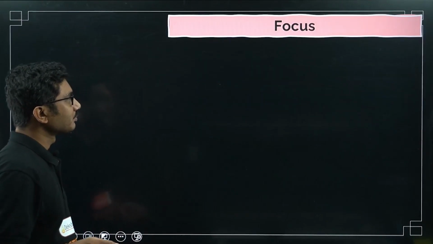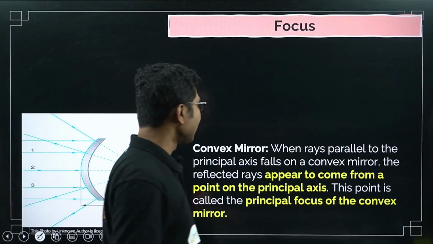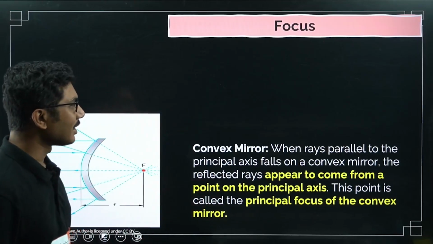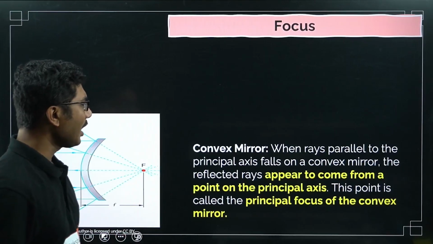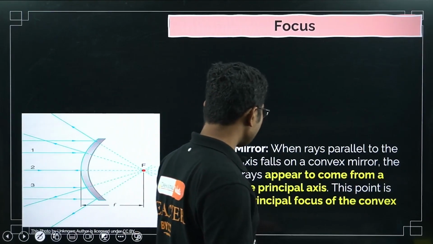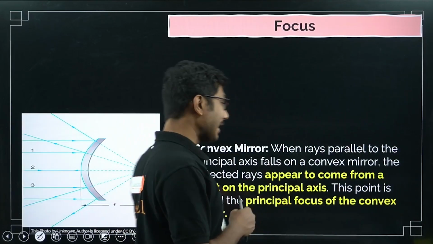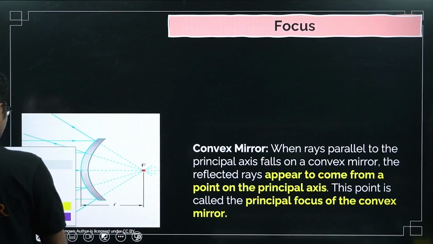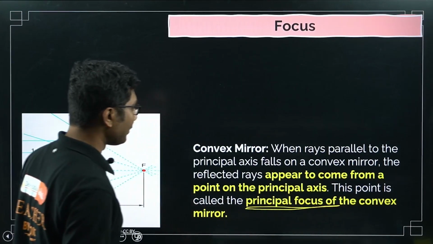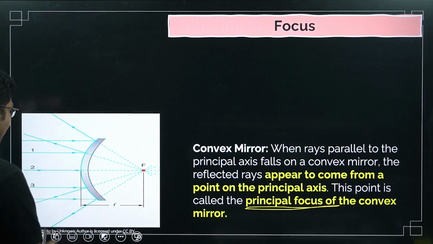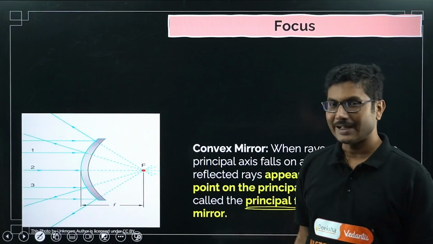Okay, now the focus of a convex mirror. When rays parallel to the principal axis fall on a convex mirror, reflected rays appear to come from a point on the principal axis. This point is called the principal focus of the convex mirror. Now the question that I asked in our previous part, the answer lies in this term, principal focus. Okay, that is the hint.